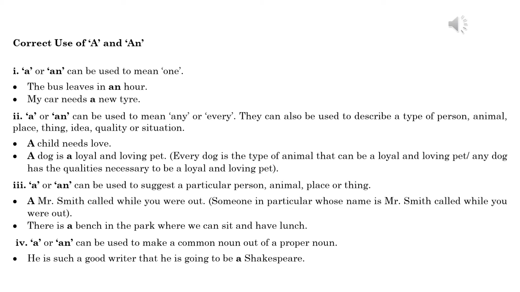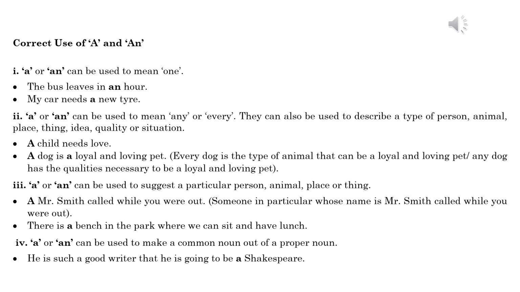2. A or an can be used to mean any or every. They can also be used to describe a type of person, animal, place, thing, idea, quality, or situation. A child needs love. A dog is a loyal and loving pet. Every dog is the type of animal that can be a loyal and loving pet, or any dog has the qualities necessary to be a loyal and loving pet.